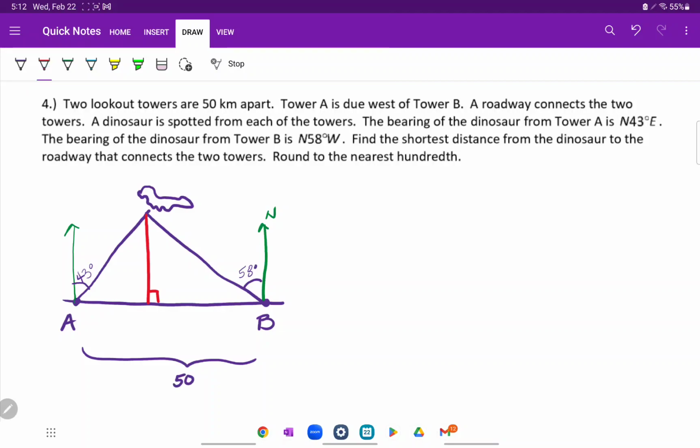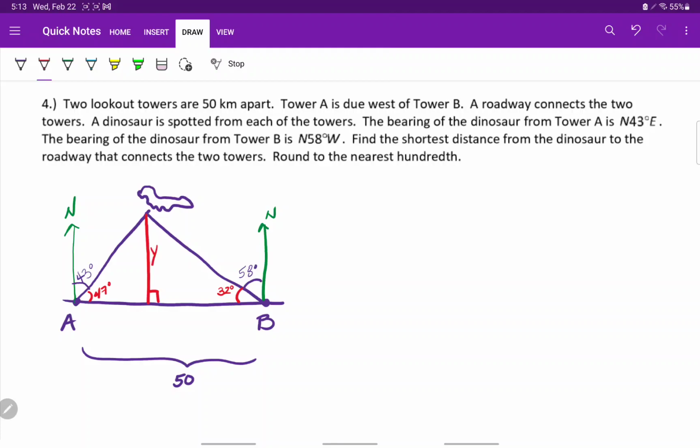I'm going to start by finding these 2 angles inside these 2 triangles. That's a straight west line on the bottom, and we have those 2 due north bearing lines. So we know that these are each 90 degrees. So we can find those inside angles by finding the complement. This one's going to be 47 degrees. And the other one's going to be 32 degrees. And we're looking for this shared side.